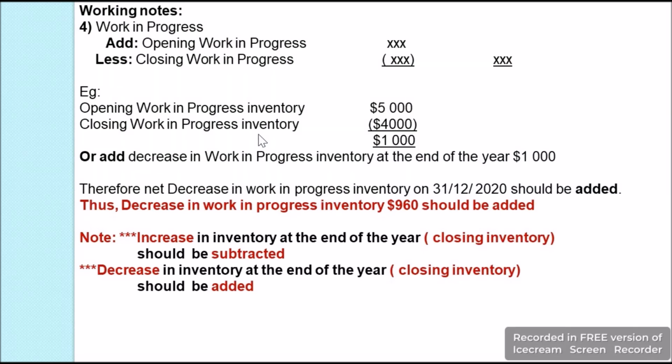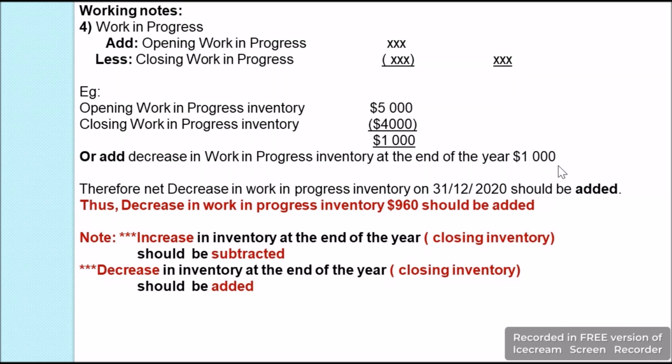The difference we got was $1,000, but it was mentioned in the question that the net decrease in work in progress was given. That is, out of 5,000 it is 4,000, so the net decrease is $1,000, and as this is positive, we will add it in the manufacturing account. So what was mentioned was there was a net decrease in work in progress inventory at 31/12/2020, and this should be added.